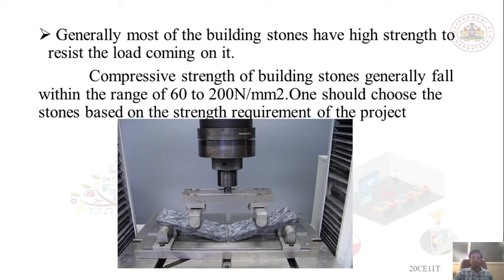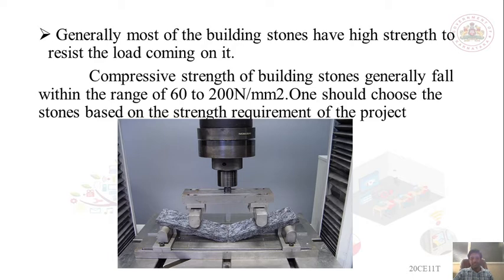One should choose stones based on the strength requirement of the project. This 60 to 200 MPa is the compressive strength of a stone. That is a characteristic of a stone. But the strength requirement of the stone may be 100 MPa, or even 150 MPa, or even 200 MPa. That is based on the project. If the project has a high load carrying capacity, then you need good strength stone, and you have to choose 100 and above, even 200 MPa itself.